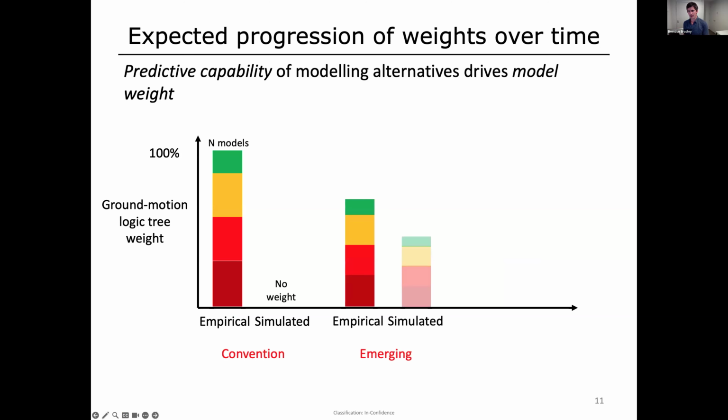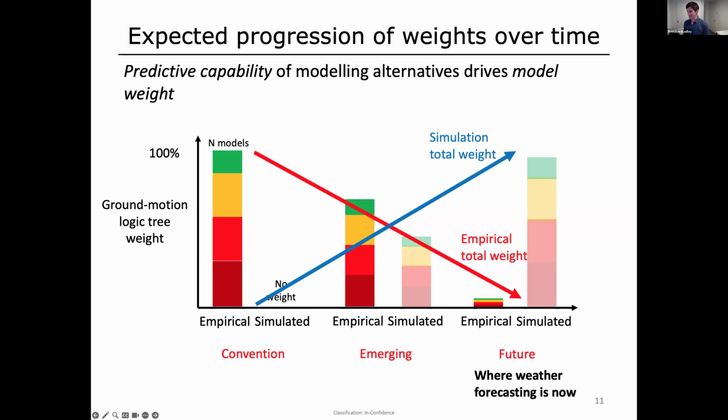In the very near future, and already in some, let's say, safety critical type infrastructure, we'll start to see this transition where we keep the same empirical models, but rather than collectively having 100% of the overall logic tree weighting, that number might be reduced to something like 60%. And we start to introduce one or more simulation-based models, and as a function of their validation performance, we would start to provide some non-zero weight for those models. And then at some point in the future, we might end up at the opposite, where we have basically all of the validation weight in the simulation models and essentially zero weight across the empirical models.